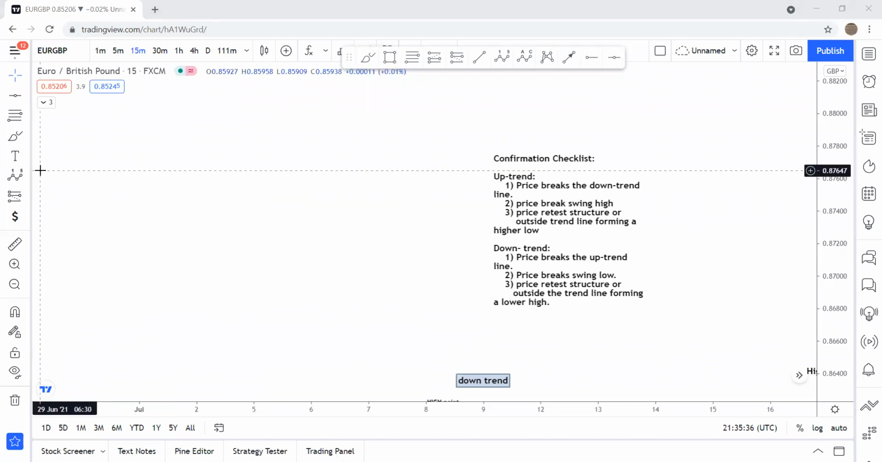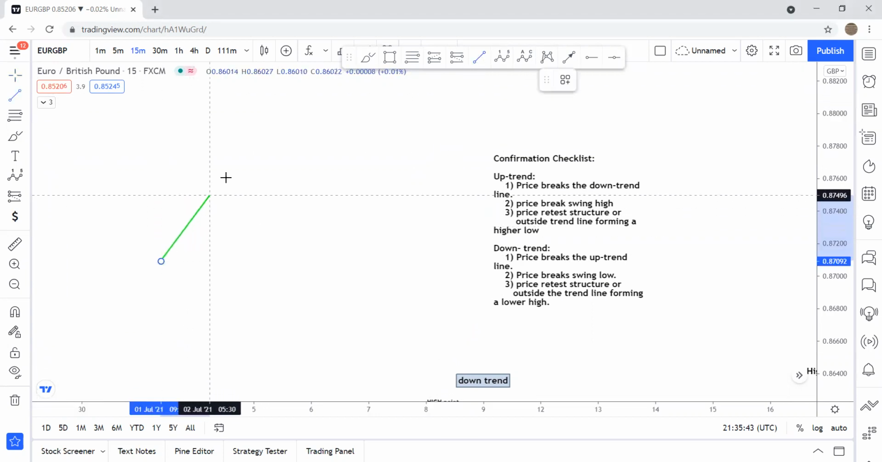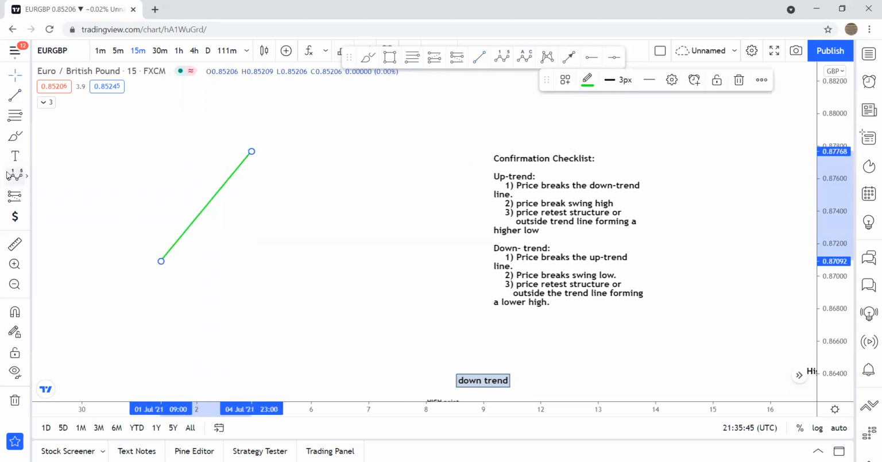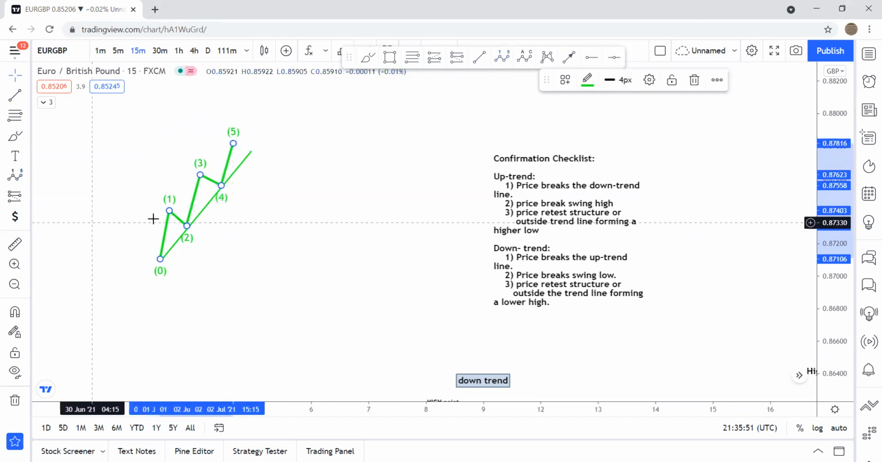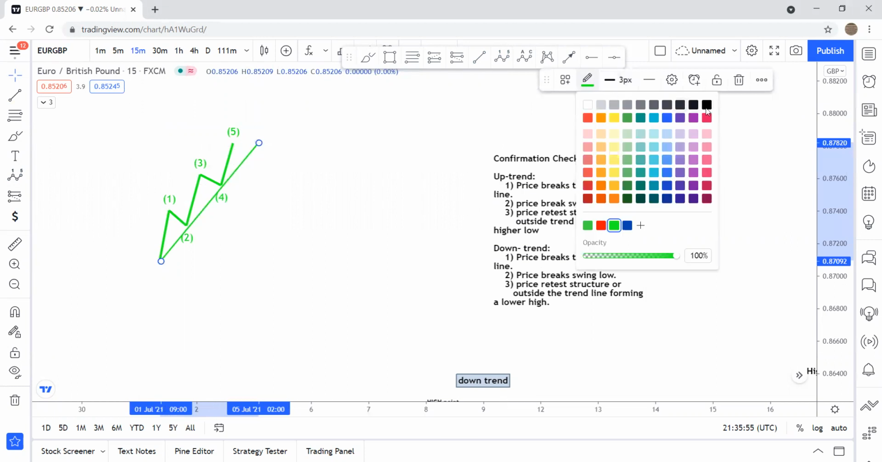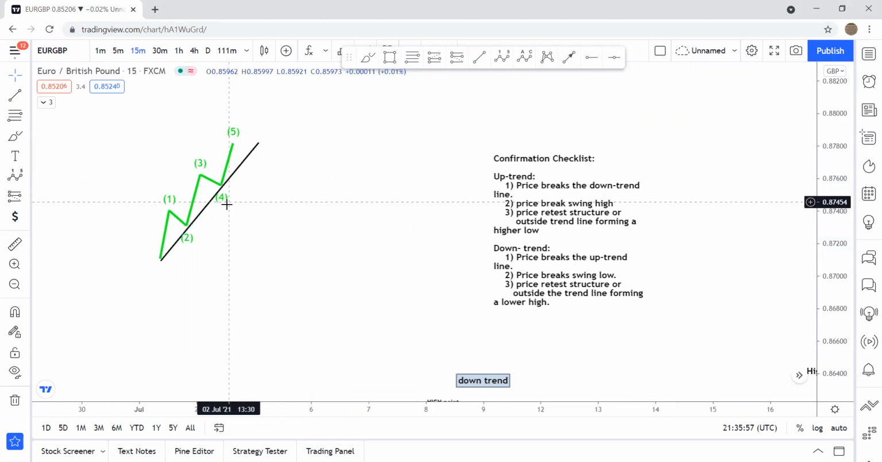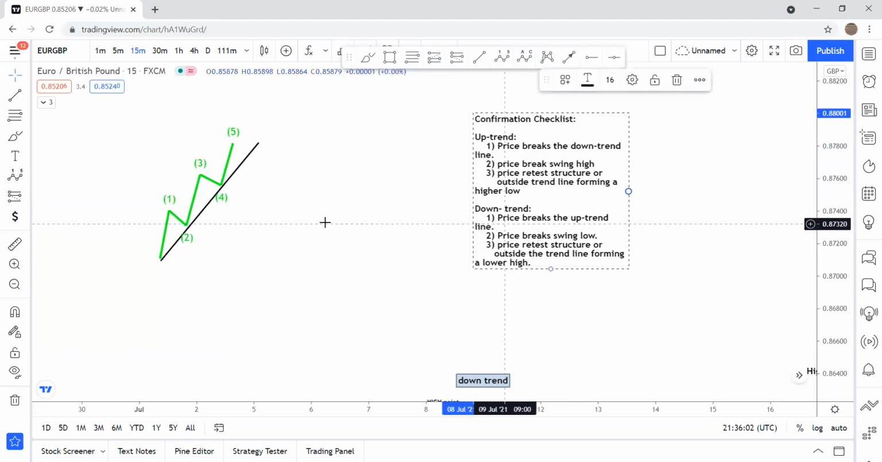Okay, so let's look at a downtrend. So this is an uptrend. Price is going up. It's an uptrend line. We have price going up, bouncing off these levels. This is an uptrend. Now, I'll make this black actually, so we understand. So we're looking now to confirm a downtrend.